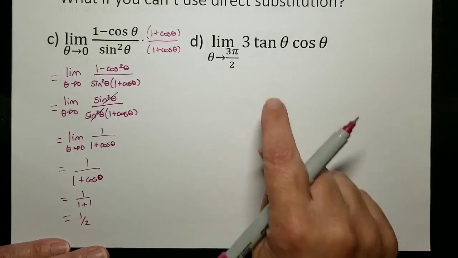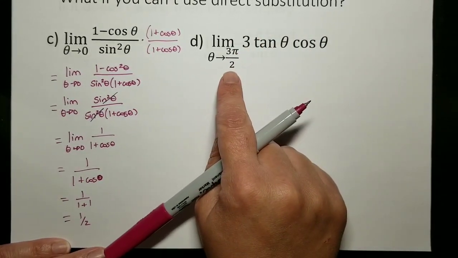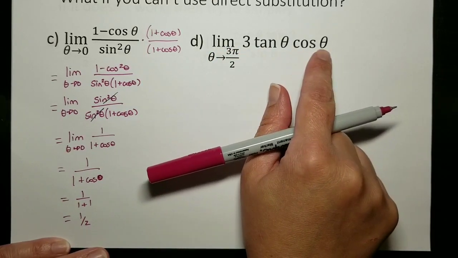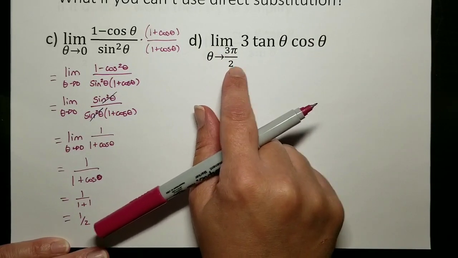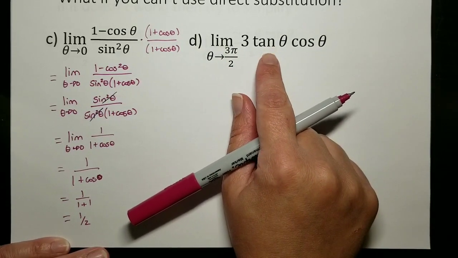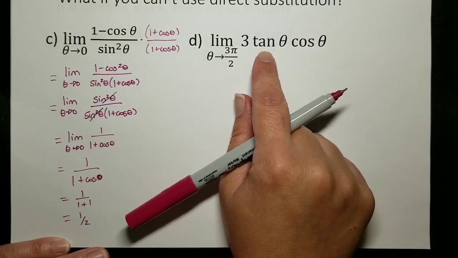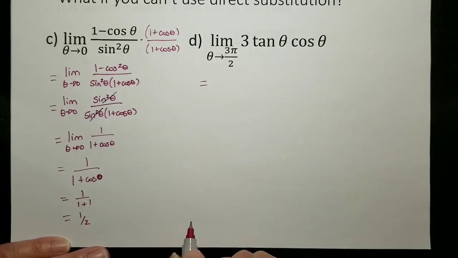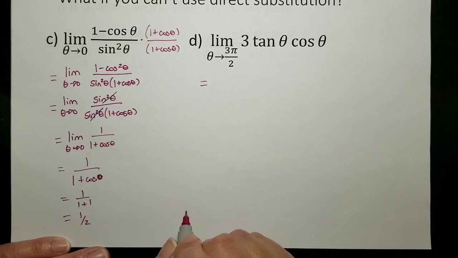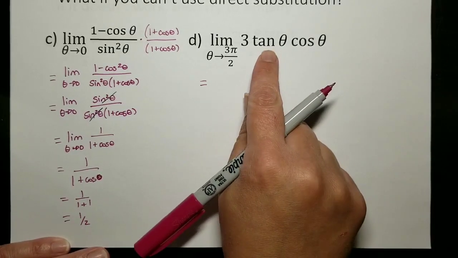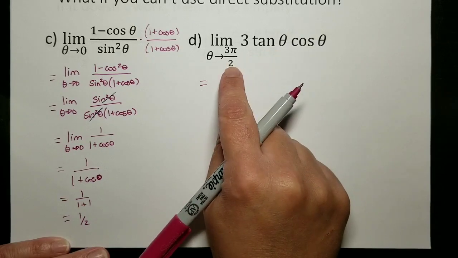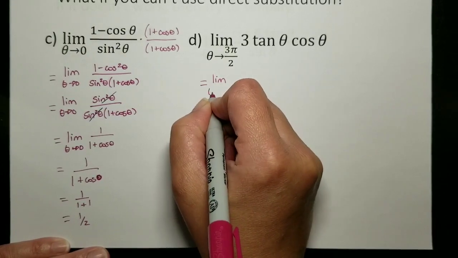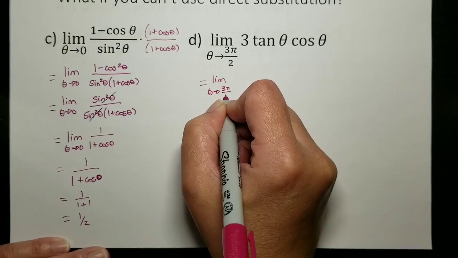A similar situation again. If we have the limit of 3 tan theta cos theta as theta approaches 3 pi over 2, we know that pi over 2, 3 pi over 2, 5 pi over 2 are restrictions on tan. If you think about what the graph of the tan function looks like, it will have asymptotes at all of those values. So we can't evaluate tan of 3 pi over 2. We're going to have to do some work on that and simplify it, very similarly to what we would have done in trig identities.